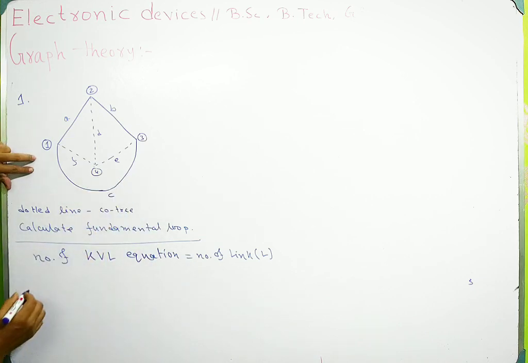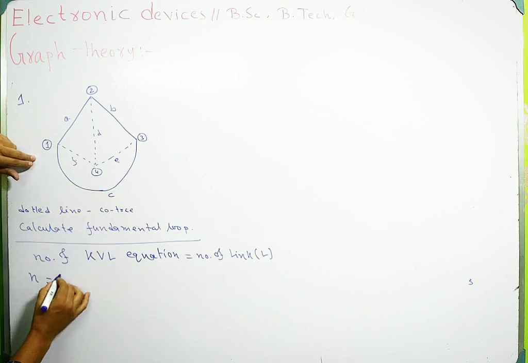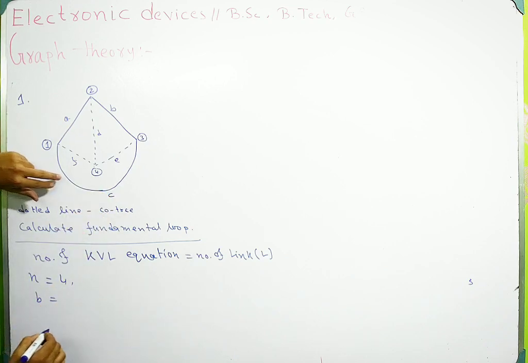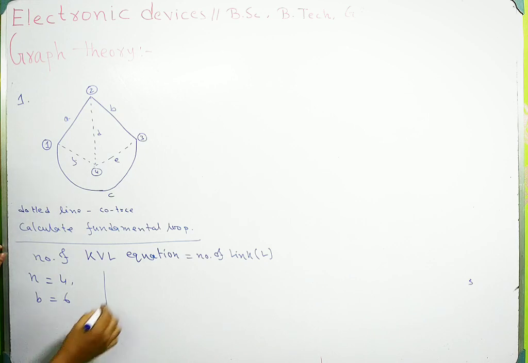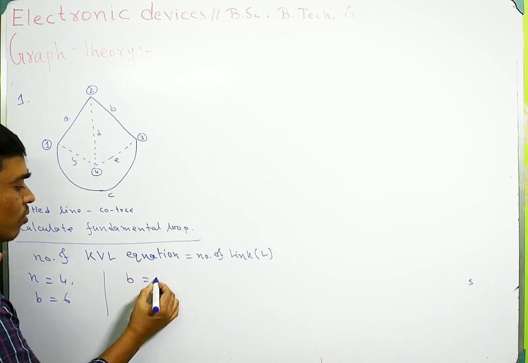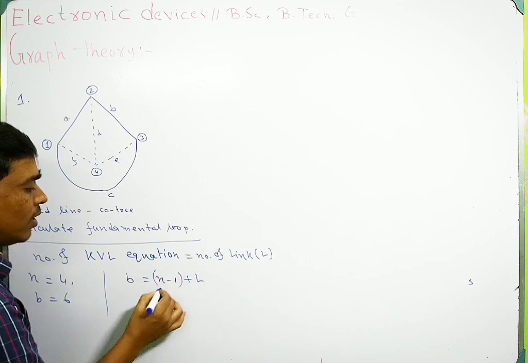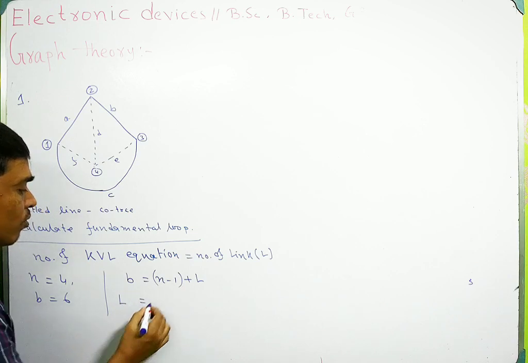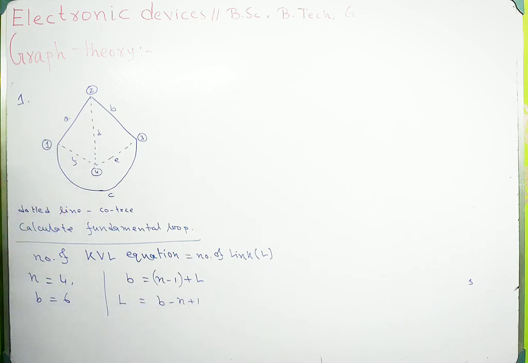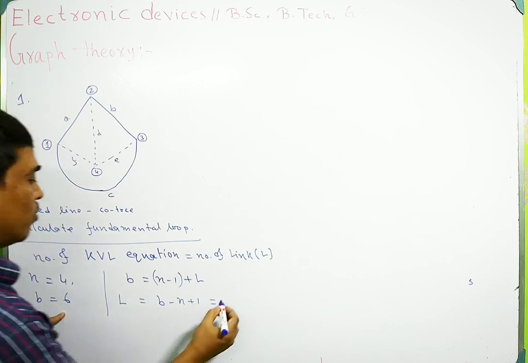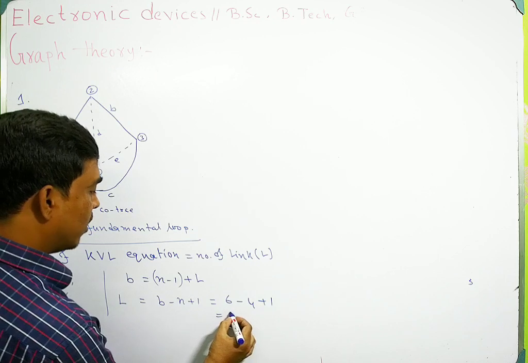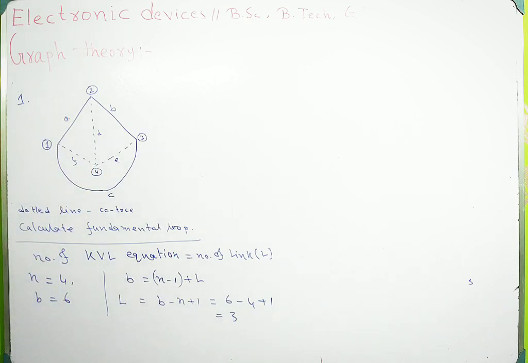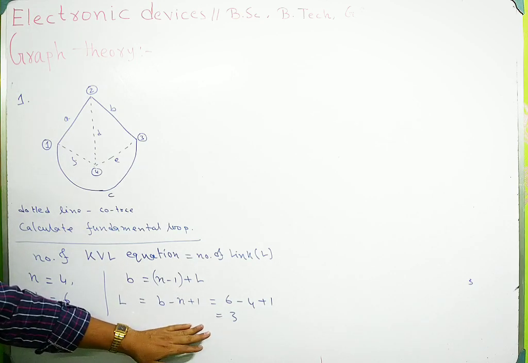So here the number of nodes is 4, and the number of branches is 1, 2, 3, 4, 5, 6. So the number of branches is 6. Now this is the formula. Branch equals n minus 1 plus link. So L equals B minus n plus 1. B is 6, so 6 minus 4 plus 1. So it will be 3. This is the number of links.